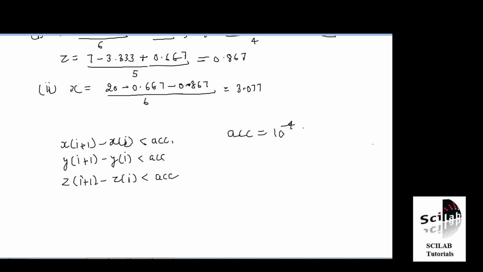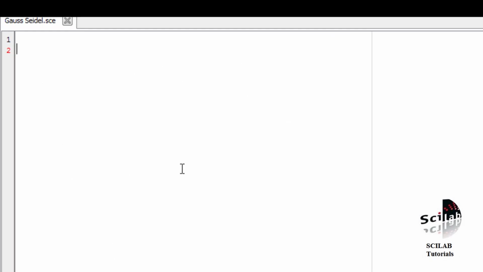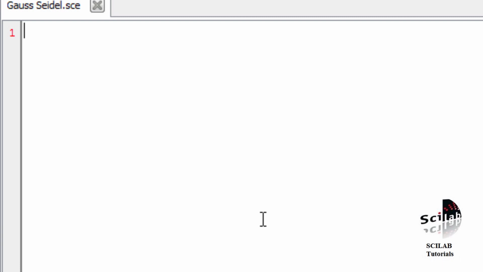Now let us do this with the help of Scilab. So first of all, we need the initial guess, and we will use arrays to store the values of x, y and z after each iteration. So we will store the initial guess as the first element of each array. So x(1) = 0, y(1) = 0, and z(1) = 0. So the first element of x, y and z will contain the initial guess.